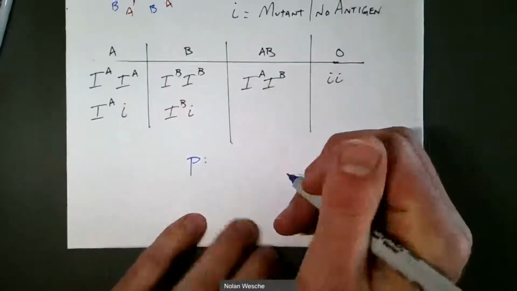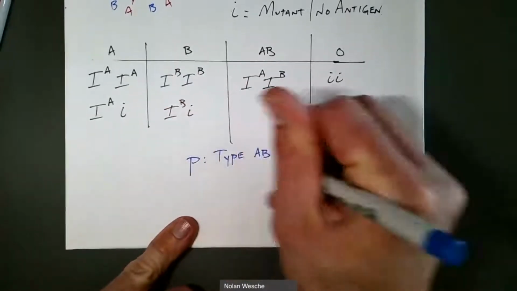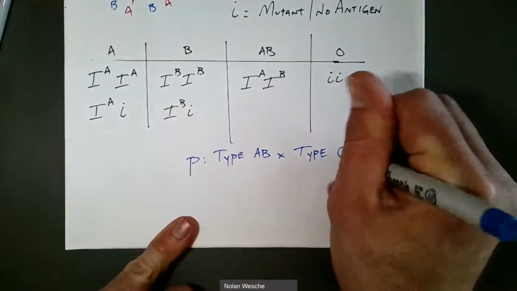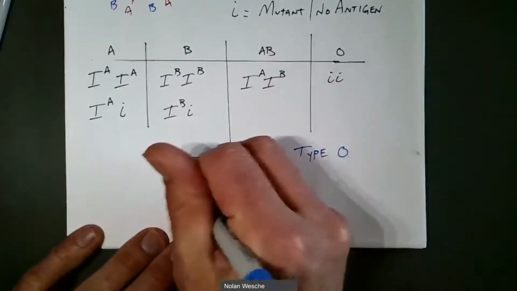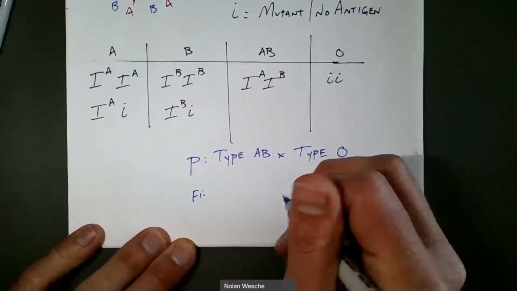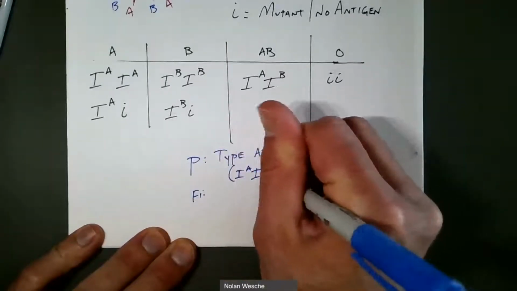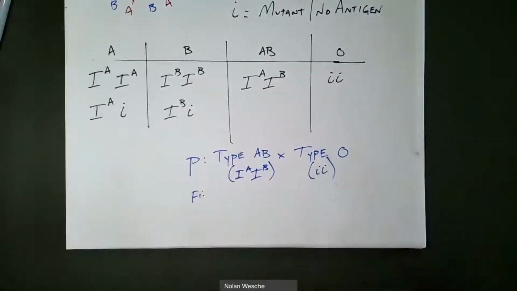Let's say that we have somebody with type AB blood, and they are going to mate with type O, and they want to know what are the odds they have a particular blood type. So essentially what we're looking for is the F1. So we're going to give these genotypes. Here they are. So we have the AB genotype and the O genotype.